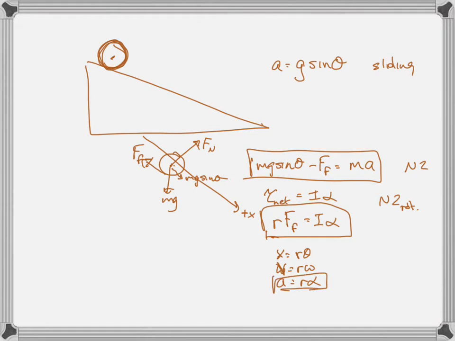We have to solve all these three equations together in order to find the acceleration, which I'm not going to solve, but you can go ahead and solve it and find the acceleration is going to be less, because we don't only have to pull the mass down the plane, we also have to rotate it. Okay, I think that's a good enough quick review.